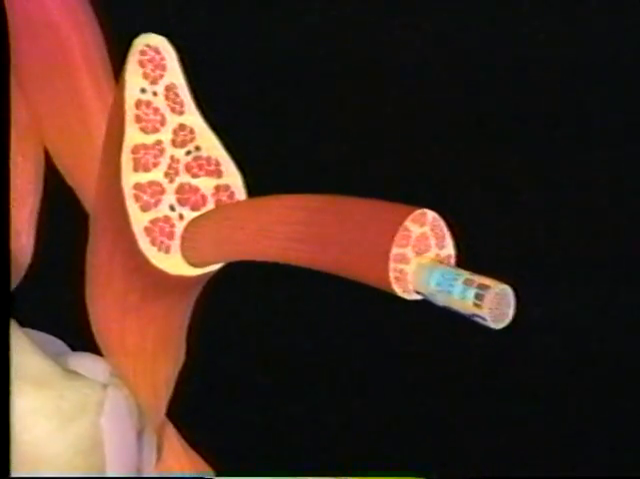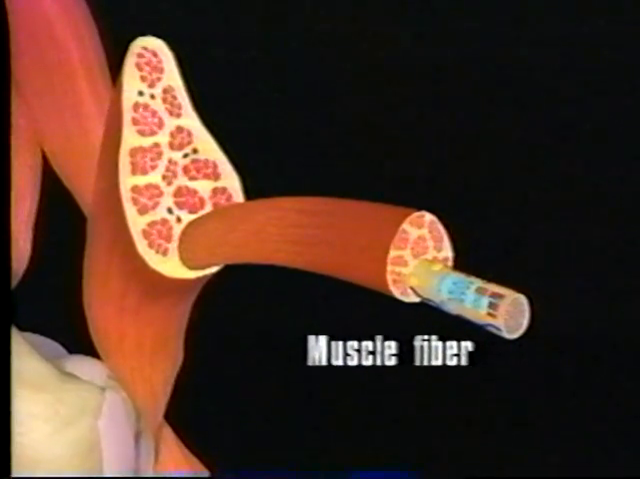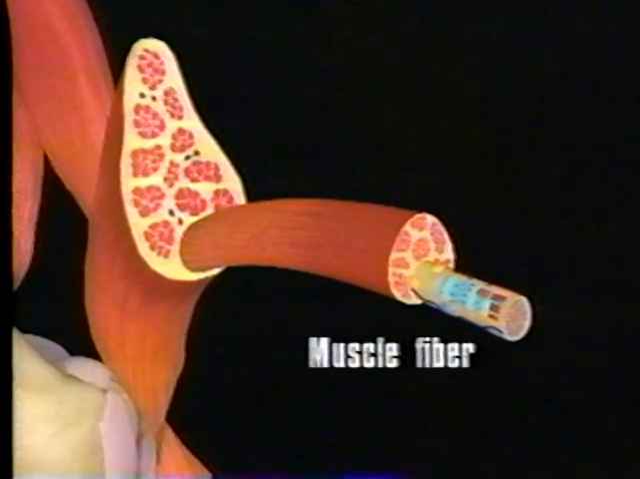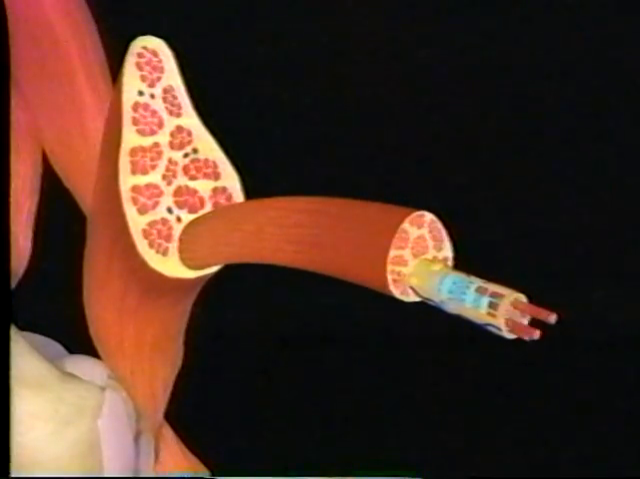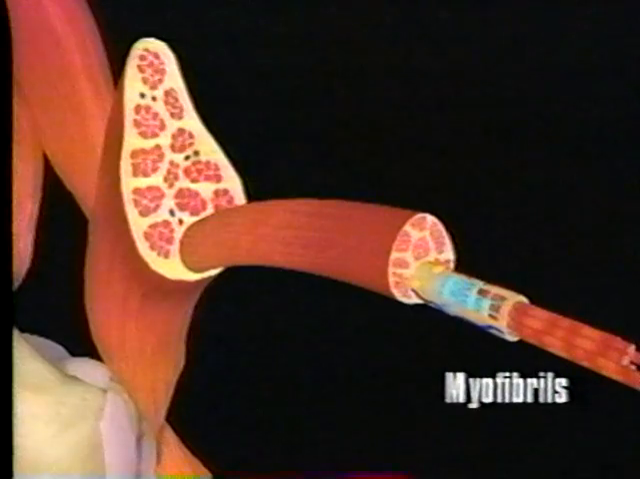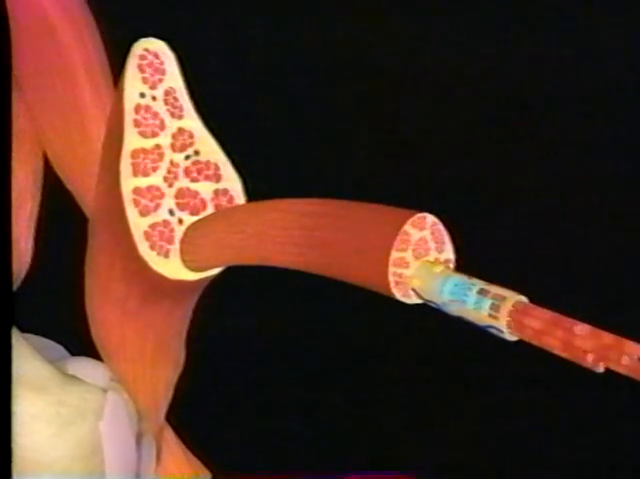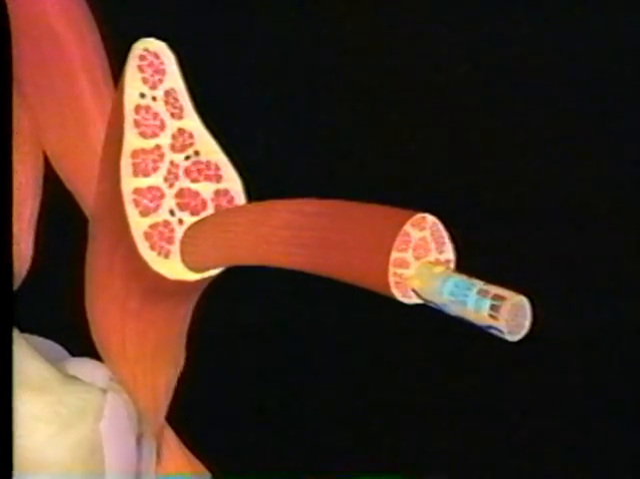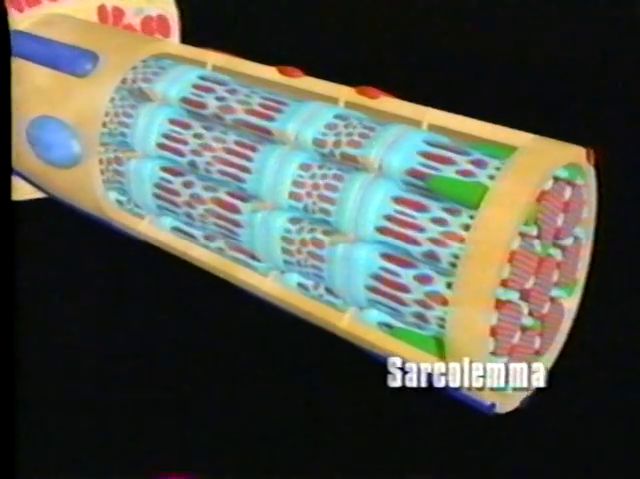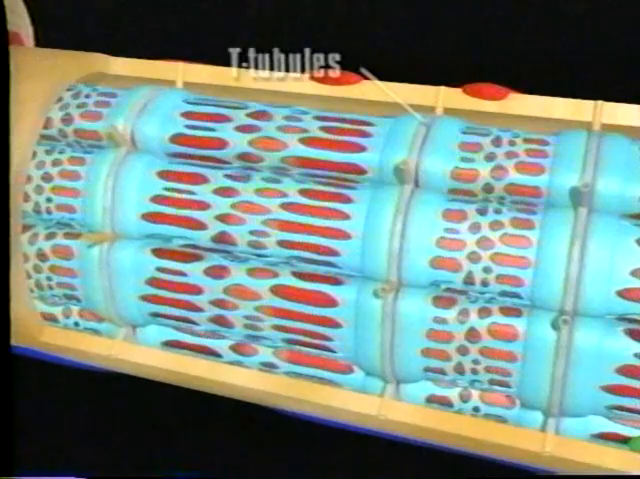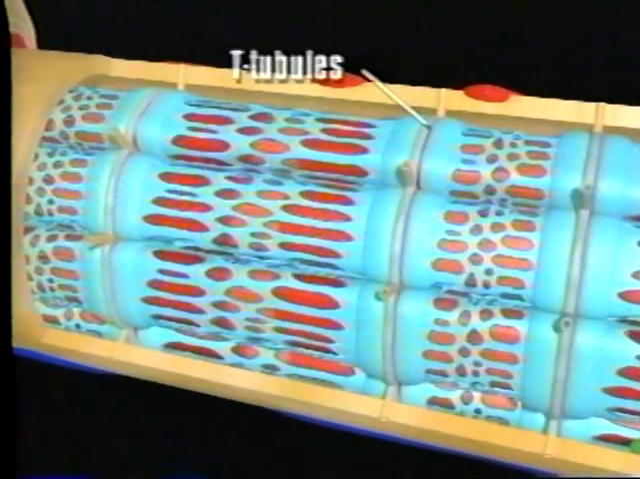Each muscle fiber is a huge cell with hundreds of nuclei. The cell membrane of a muscle cell is called the sarcolemma. The myofibrils are attached to the sarcolemma at each end of the cell, so when they contract, the entire cell contracts with them. From the sarcolemma, small projections called T-tubules extend down into the interior of the cell.